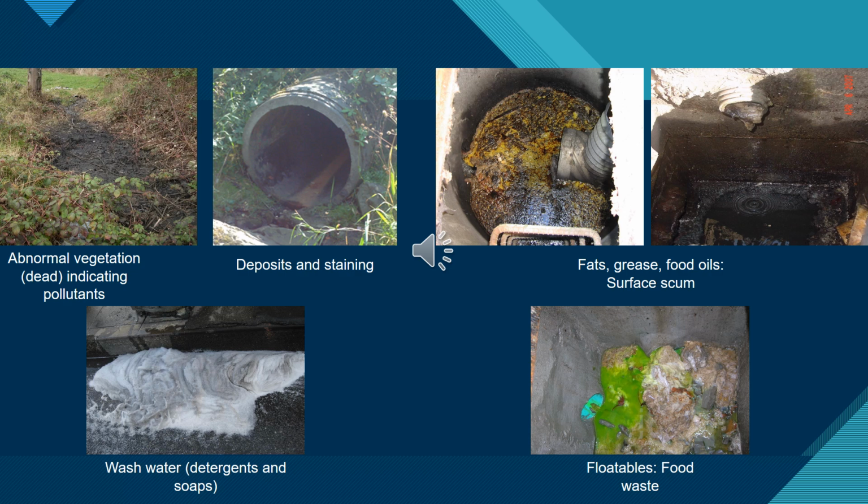If you see in a drain or other that there might be fats, grease, food oils, this could be surface scum. This can happen especially outside certain factories that might produce food. Wash water can be from detergents and soaps. And also floatables such as food waste can also be in there.